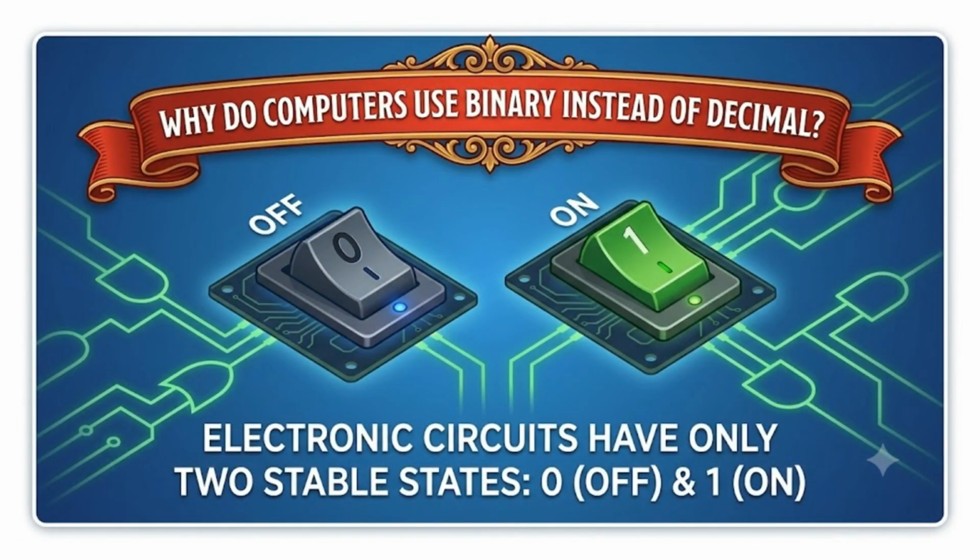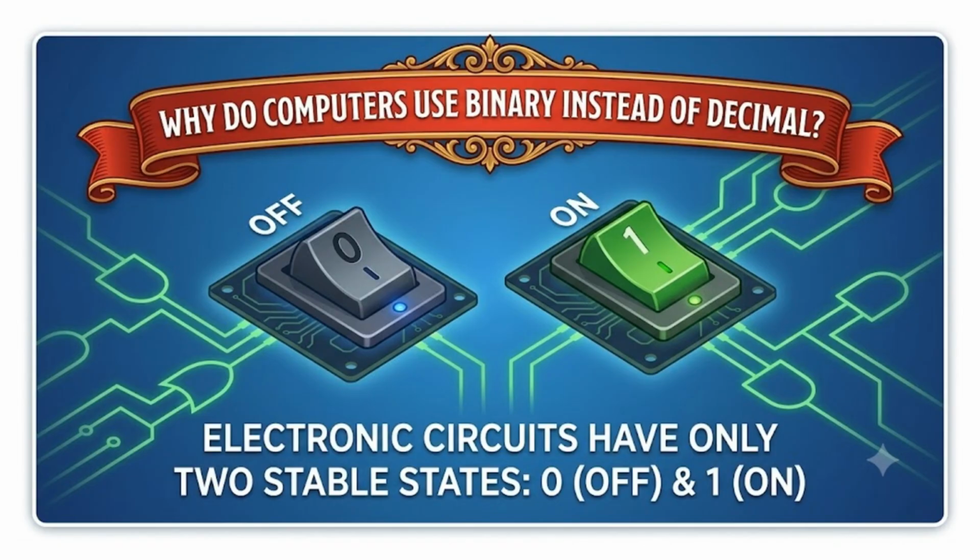Now you might be wondering why computers use binary instead of the decimal number system that we use every day. The answer lies in the way computers are built. Inside every computer are billions of tiny electronic switches called transistors. Each transistor has only 2 stable states. It can be OFF or it can be ON. These 2 states are easy to represent using binary digits. OFF is represented by 0, and ON is represented by 1. Because computer hardware naturally works with only these 2 states, using binary makes electronic circuits simple, reliable, and efficient.